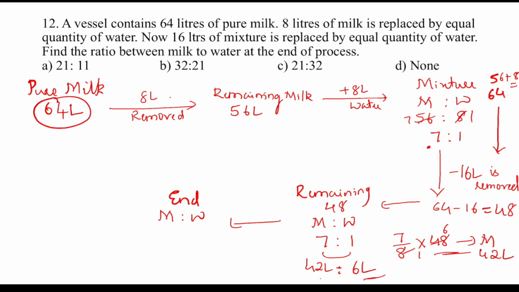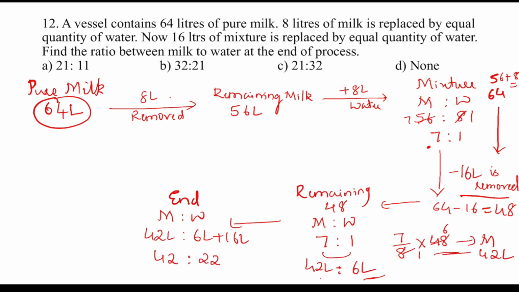But they are saying now 16 liters of milk is replaced by equal quantity of water. So when 16 liters is removed, again 16 liters of water is added, isn't it? But milk will be the same. So 42 liters of milk will be as it is. But they are adding again 16 liters of water. So 6 liters plus 16 liters. So now milk will be 42 liters and water will be how much?